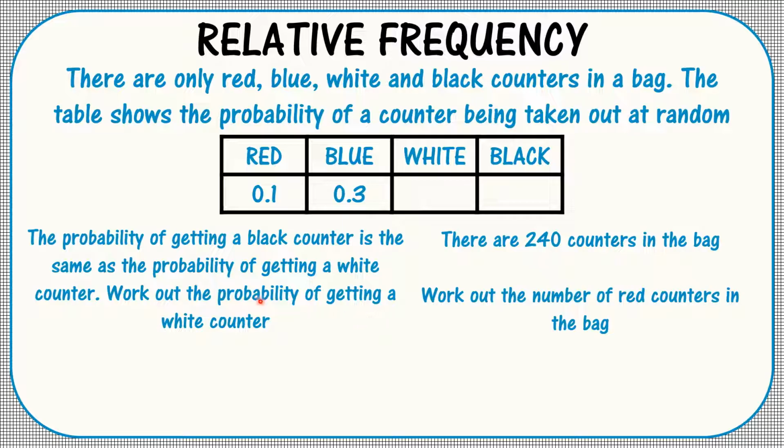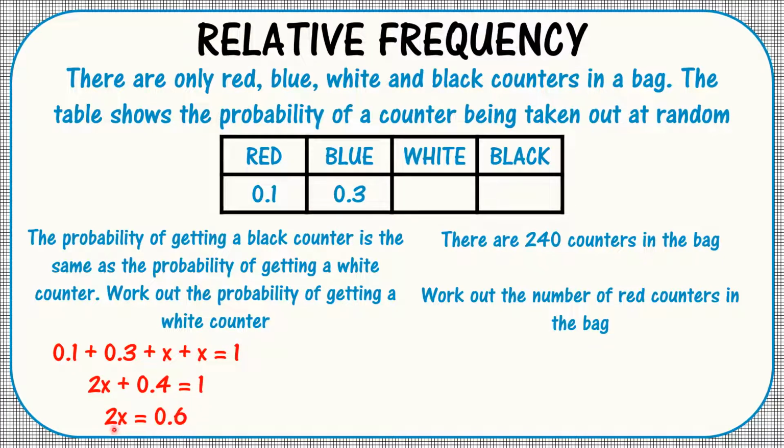Therefore, we can say that 0.1 plus 0.3 plus x, which is this unknown for white, and this other value of x, which is this unknown for black, is equal to 1. Once you tidy this up, you'll get 2x plus 0.4 is equal to 1. What we will do now is solve for x. We'll take this 0.4 to the other side. So it's 1 minus 0.4, which equals 0.6.